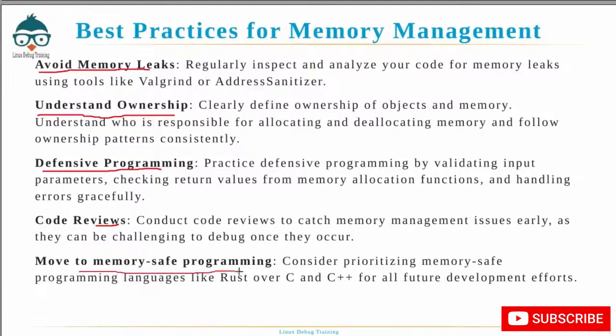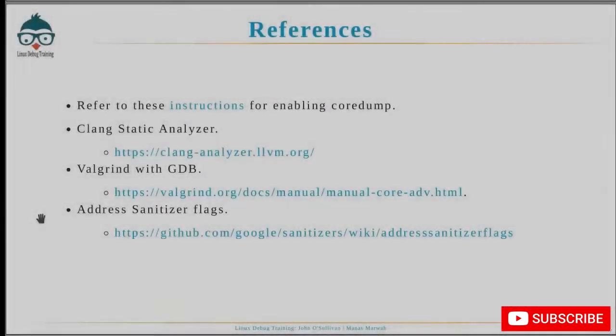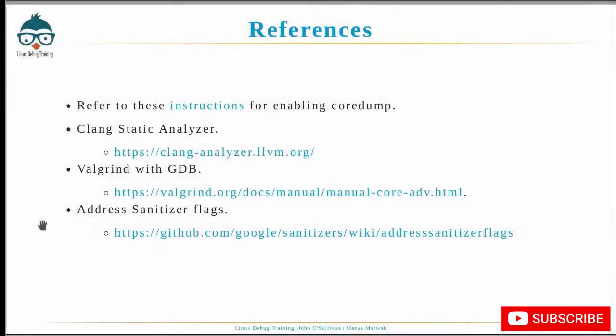Move to memory safe programming. Most importantly, you could prioritize moving to memory safe programming languages like Rust over C and C++ for all future development. I have provided some reference links for some of the topics that we discussed in this module.